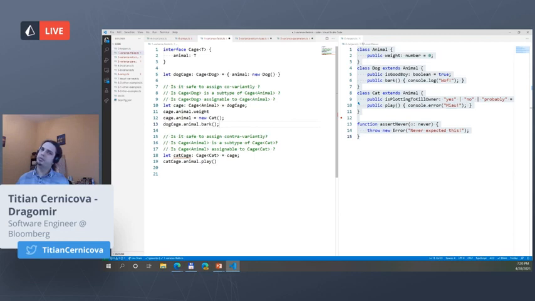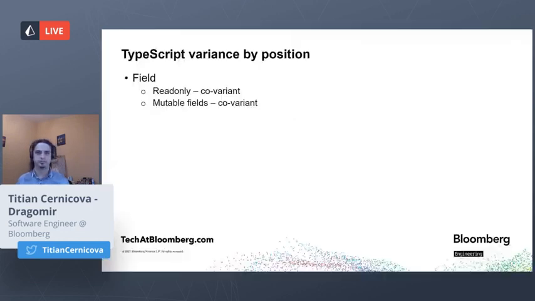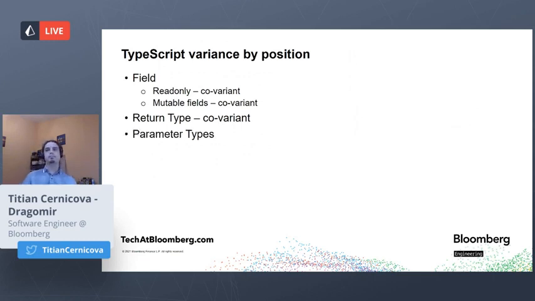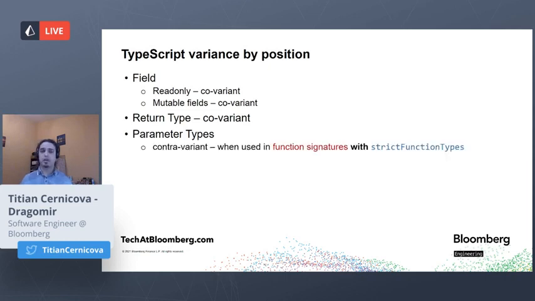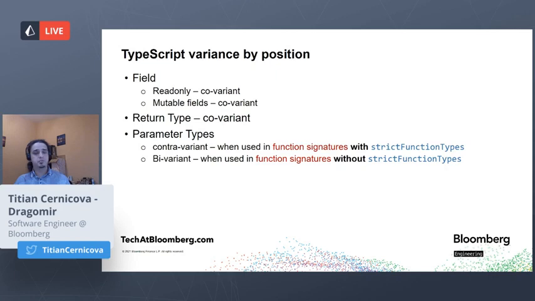So mutable fields can be an issue. They're covariant even though that is not safe. Return types, TypeScript considers covariant, which is the same as our intuition said. And let's see parameter types. Now this is where it gets a little bit messy. As we've seen, parameter types seem to be contravariant, but only when strict function types is turned on and only within function signatures, right? Now, I'm not going to consider the case without function signatures. I hope everybody's using strict or some version of strict at least.